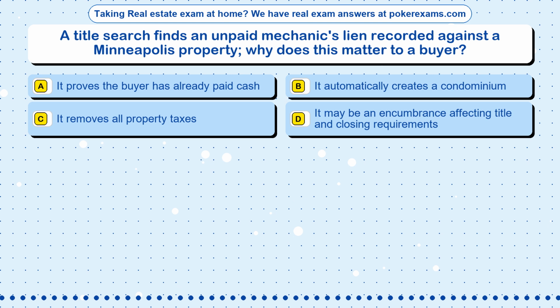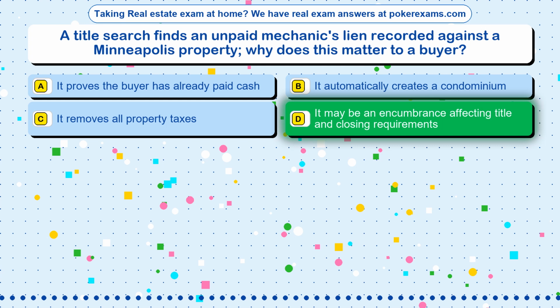Question 80. A title search finds an unpaid mechanics lien recorded against a Minneapolis property. Why does this matter to a buyer? Option A. It proves the buyer has already paid cash. Option B. It automatically creates a condominium. Option C. It removes all property taxes. Option D. It may be an encumbrance affecting title and closing requirements.